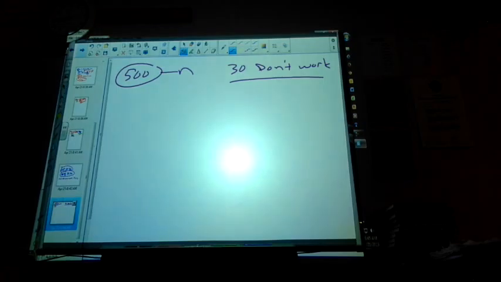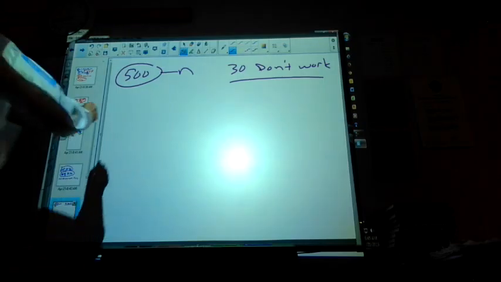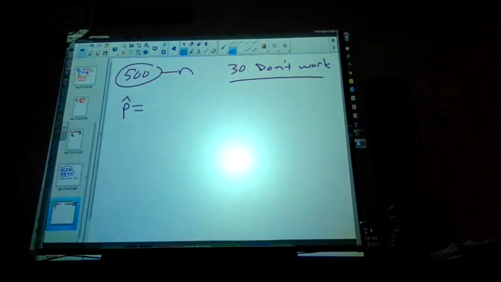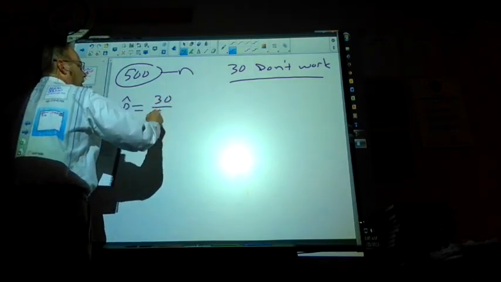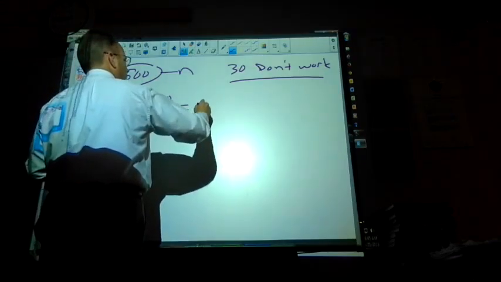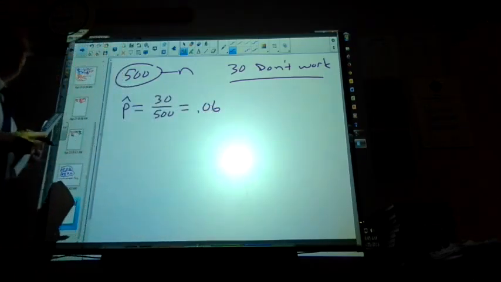So, what is P hat? This is the probability of our sample. The probability of success. But the probability of success in this problem is what? Defective. So 30 out of 500, that's our probability of success in this case. Sometimes that gets a little mixed message, which means 0.06 is the probability of that.